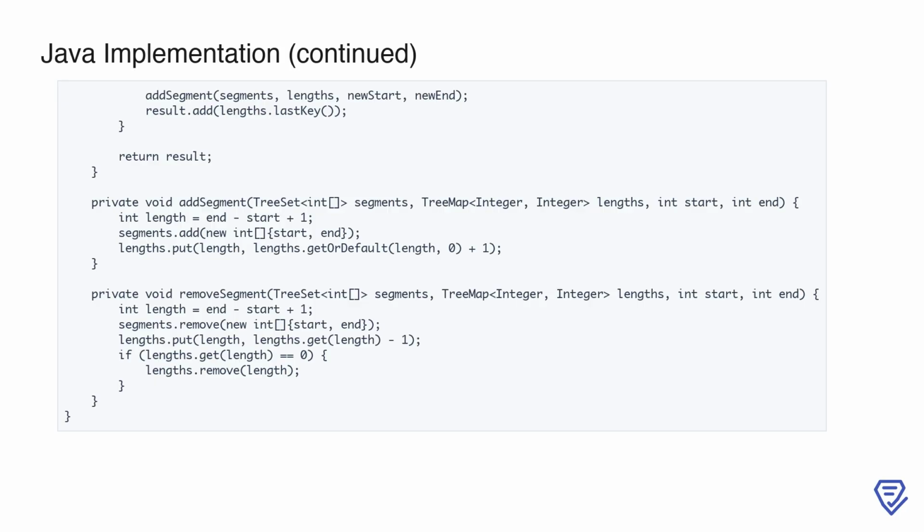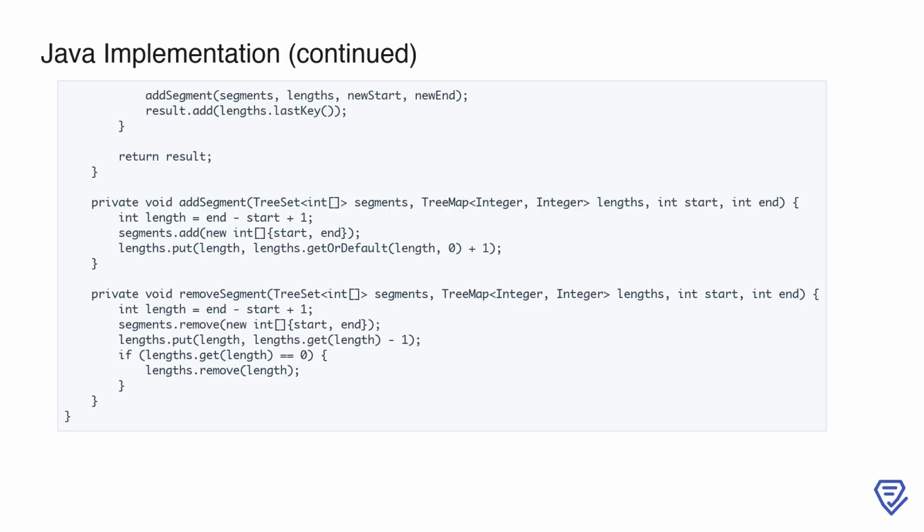We then record the current maximum segment length in the result list by retrieving the largest key from the lengths map. After processing all the queries, the method returns the result list, which contains the maximum lengths of repeating substrings after each query. The implementation is supported by two helper methods, addSegment and removeSegment.